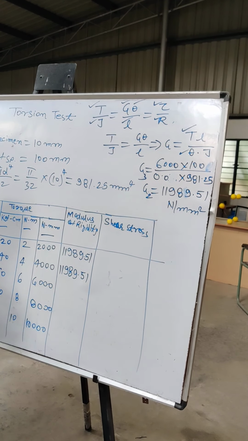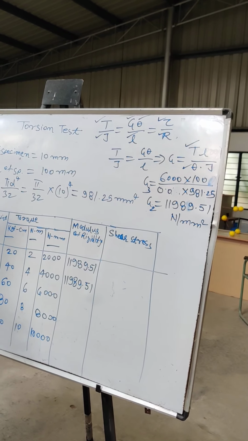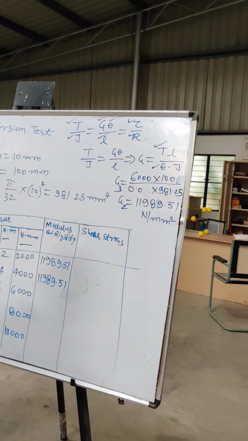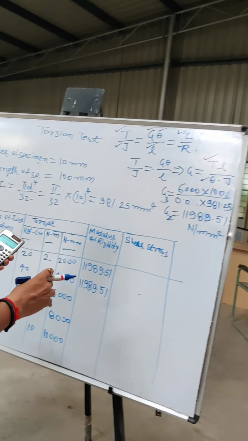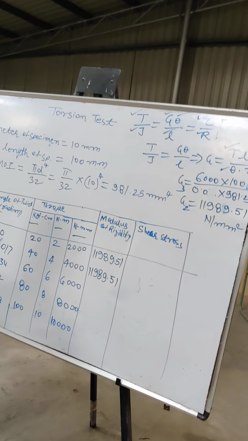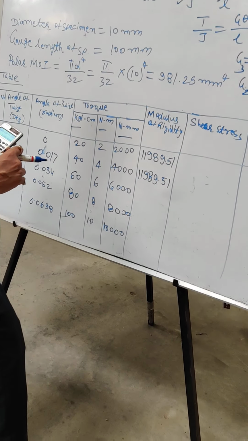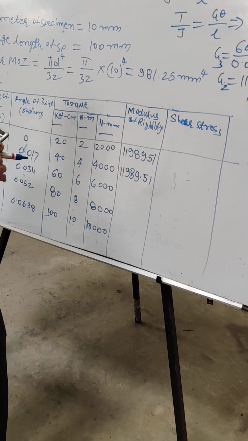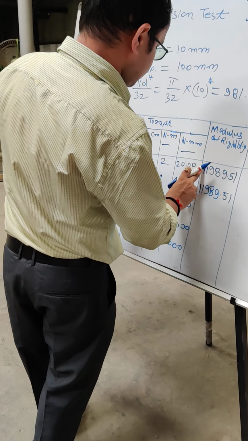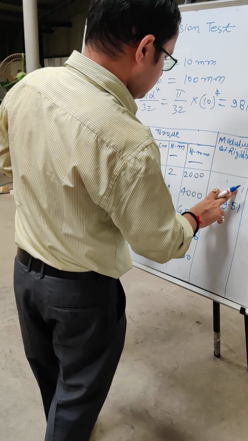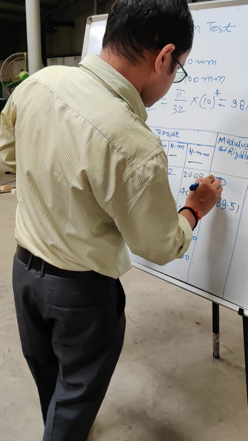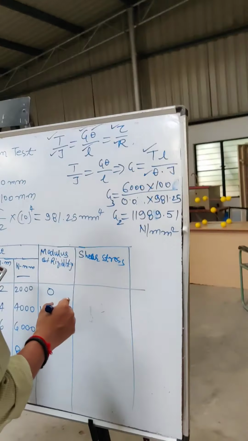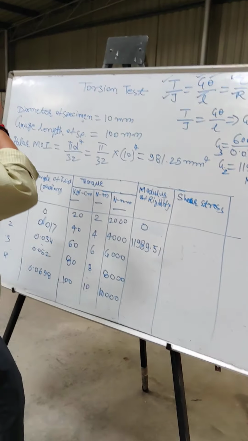Sorry, this is wrong. Sorry for that. Because we have to multiply, the modulus of rigidity value becomes 0 for this, because we have to multiply by 0, so it is not determined.